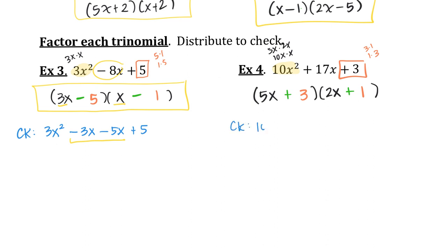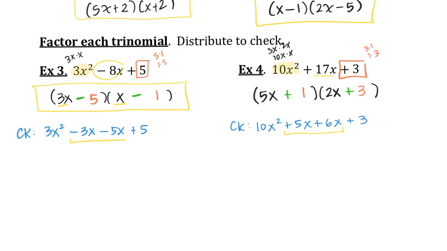5x, 2x, that's 10x to the second, plus 5x, plus 6x, plus 3. Now I knew this was going to be correct, and I knew this was going to be correct because I made it so. Now if I do 5x plus 6x, do I get 17x? No, I don't. So something's wrong. So what do I want to change? Well, I could either change the 3 and the 1 to 1 and 3, or I could try the 10x and the x. Let's just switch the 1 and 3 and see if that helps.